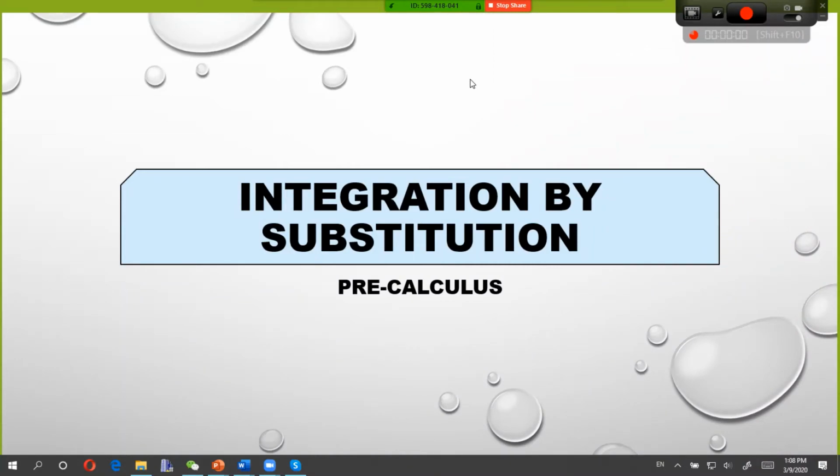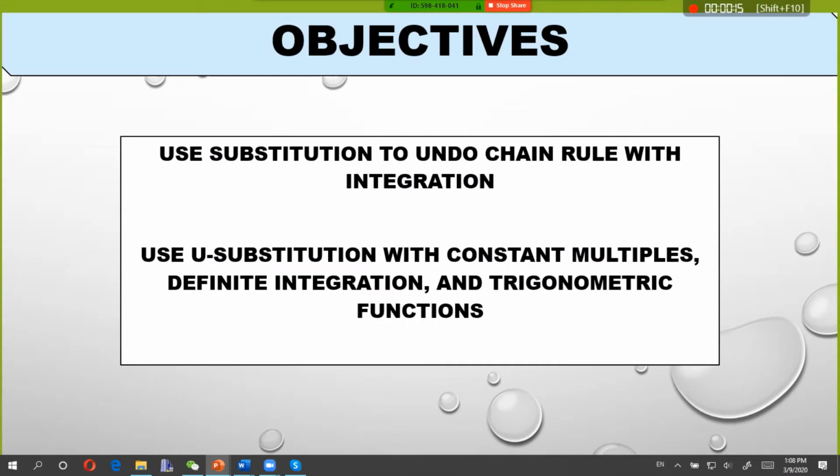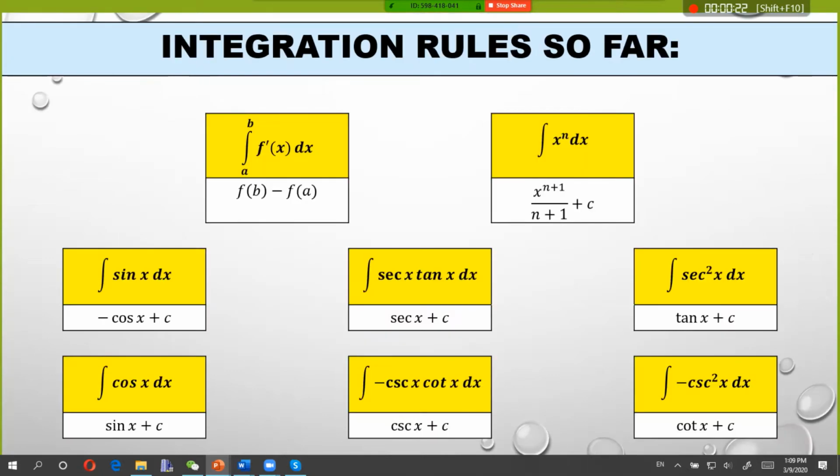Okay, so welcome back. I'm going to be going through what's called integration by substitution. This is basically undoing chain rule with integration. It is very powerful, but also a little bit confusing, so I'll be going through a bunch of different examples. The goal is to undo chain rule with integration. We'll be using it with constant multiples, definite integration, and trigonometric functions.